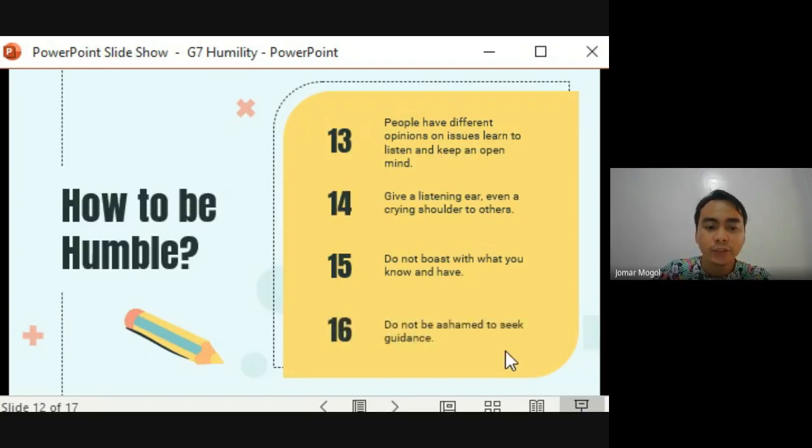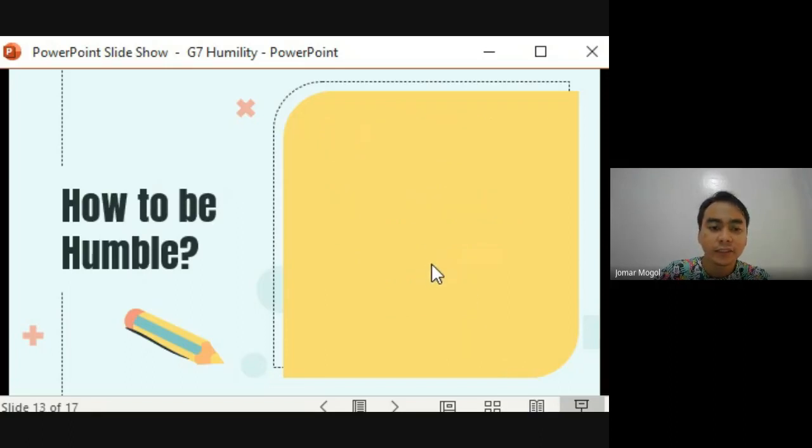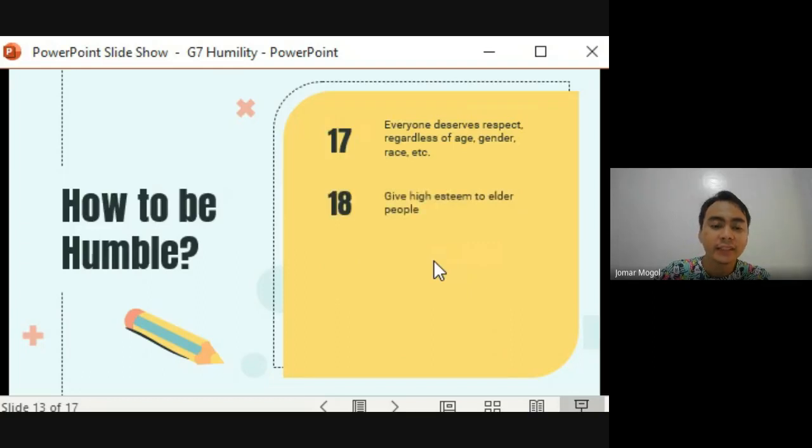Then 16, do not be ashamed to seek guidance. Just like I said, always seek advice of others. 17, everyone deserves respect regardless of age, gender, race. Nabanggit ko na kanina. And last, give high esteem to elder people. Yan.